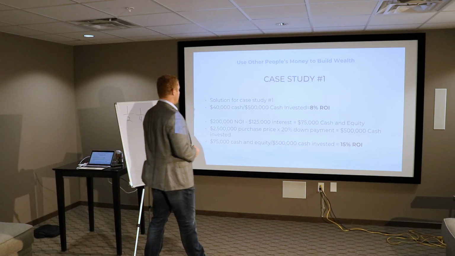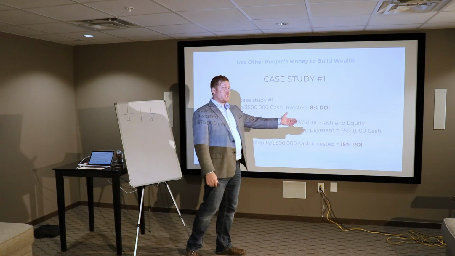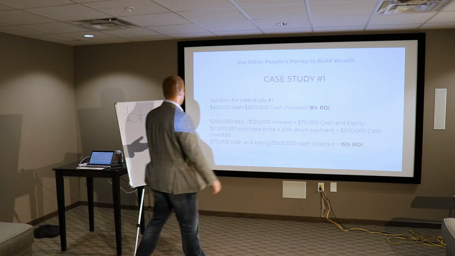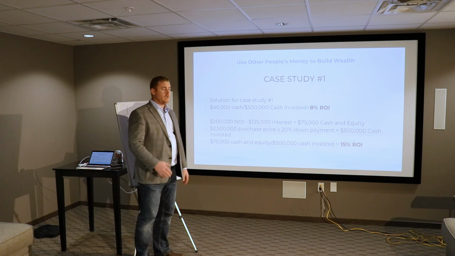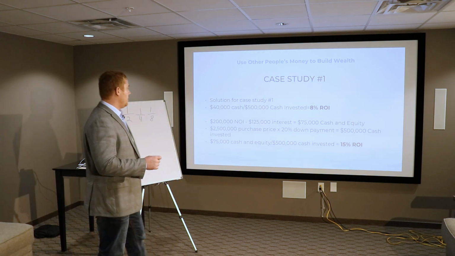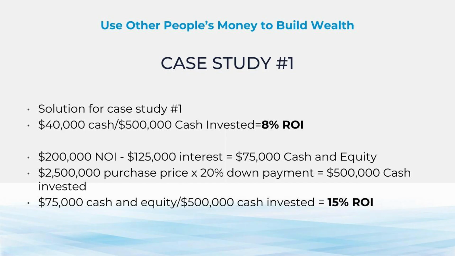Now, this is just another way of looking at this. We had a $2.5 million purchase price, and we put 20% down, which was our $500,000 cash. And so the final calculation is $75,000 cash and equity benefit divided by our cash invested, $500,000. So 75 divided by 500 equals 15% ROI, return on investment. You can see in this case, we ended up with twice as much return using the same amount of cash, but using it as leverage, as opposed to just 100% cash.